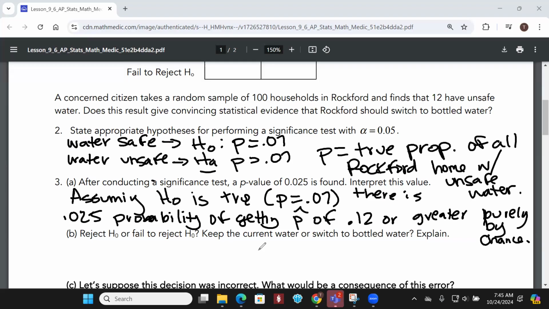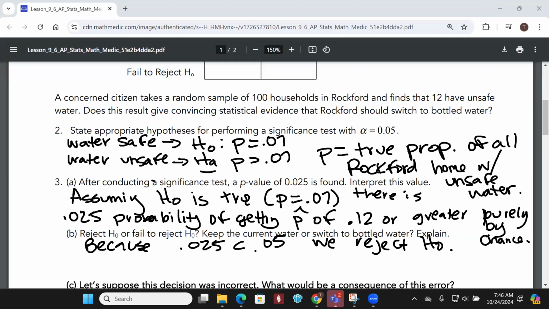All right, we okay on this? Okay, are we going to reject or fail to reject? So because 0.025 is less than 0.05, we reject the null, right? So should Rockford switch to bottled water or not?